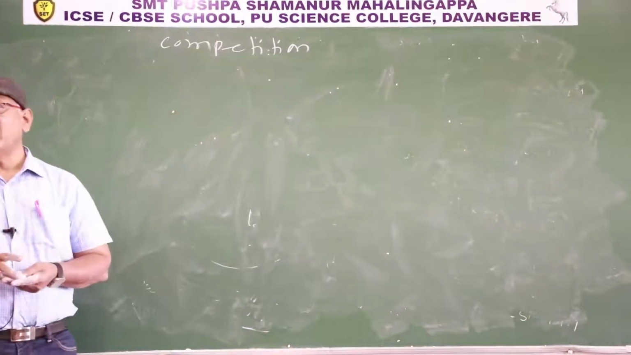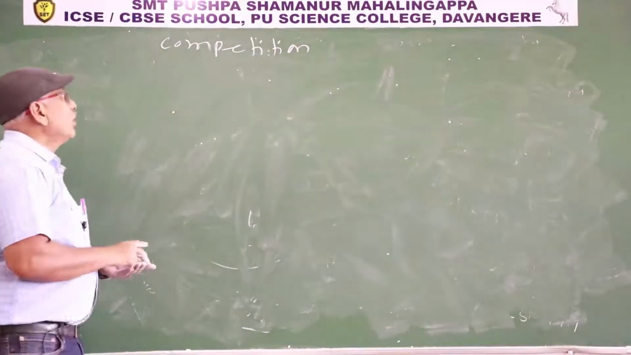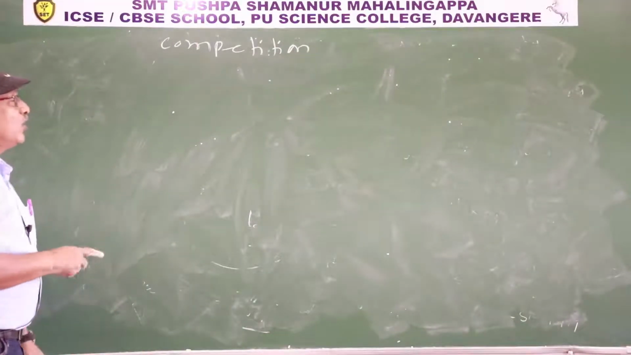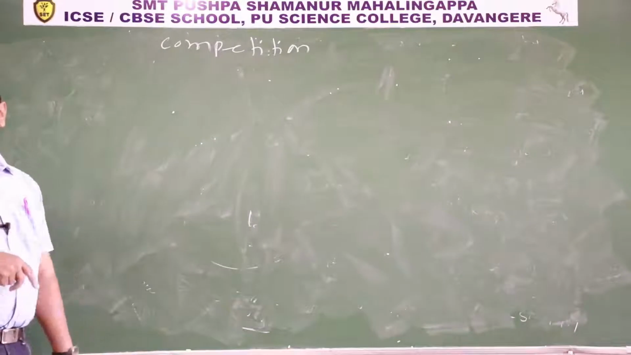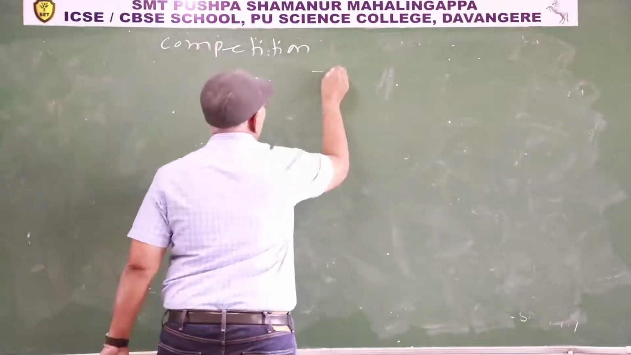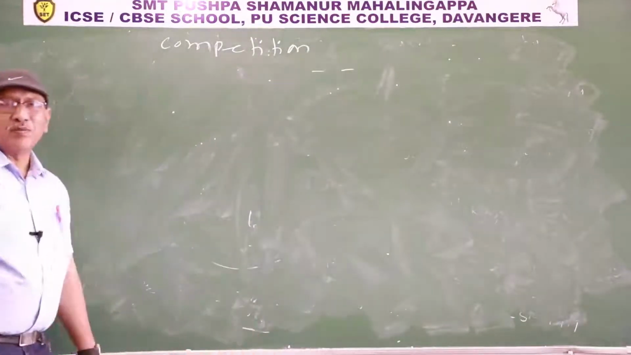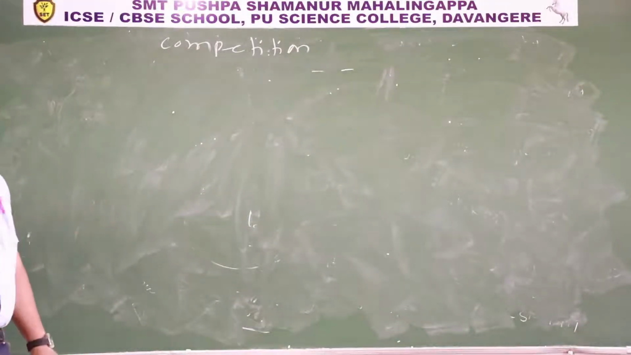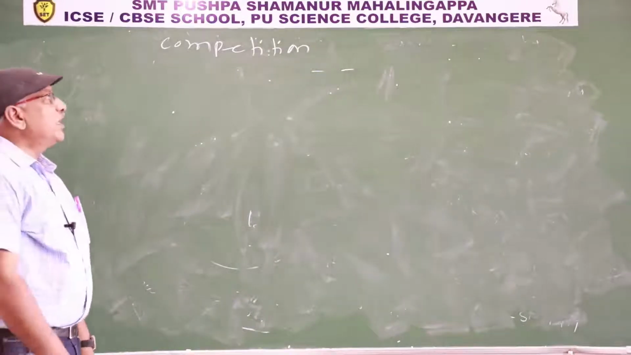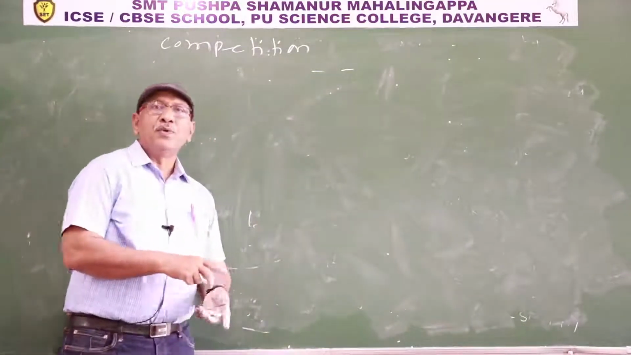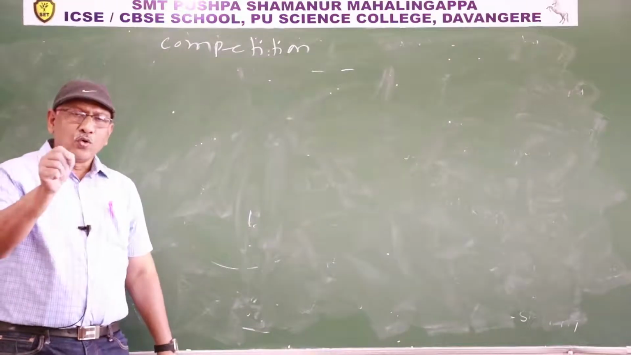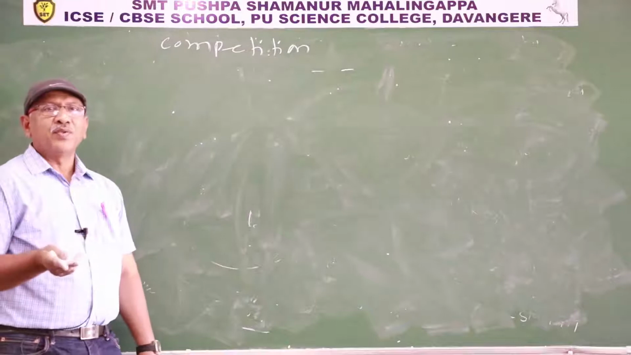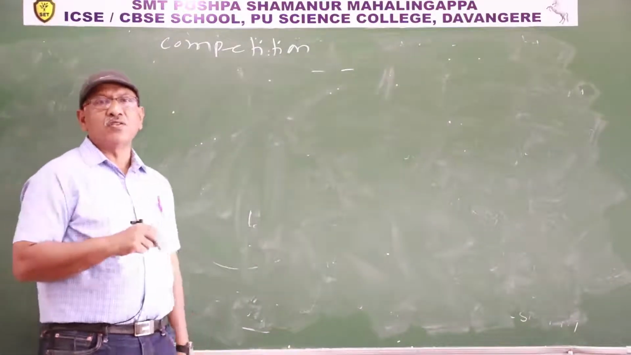Competition is another interaction. In this interaction, both the partners are affected. That's why it is represented by the symbol minus minus. So there is loss to both the partners in competition. Generally we consider competition between closely related species only. Truly, competition occurs between unrelated species also.